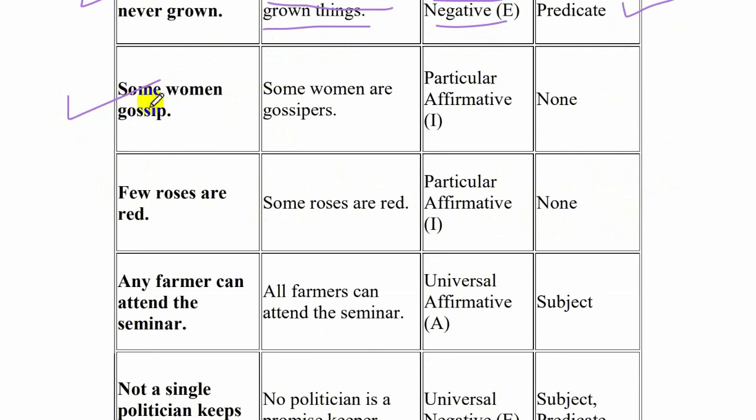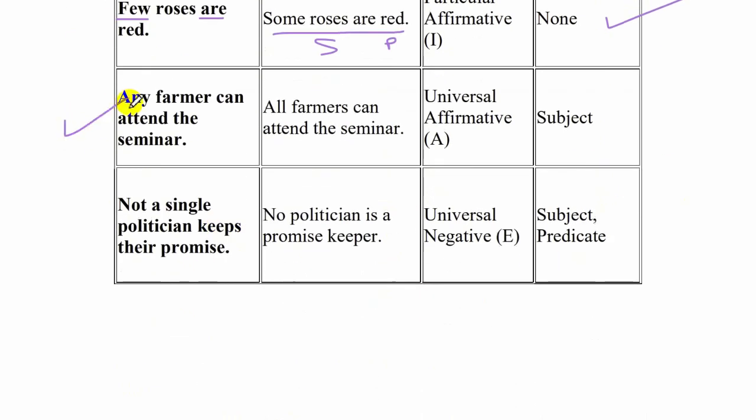Some women gossip: "some" means it's an I type proposition. Some women are gossipers. This is the standard form that we have to put. Some S are P, particular affirmative I type. None of the terms are distributed. Few roses are red. "Few" means some, and "are" means I type proposition. Some roses are red. Some S are P. Particular affirmative I type proposition. None of the terms are distributed.